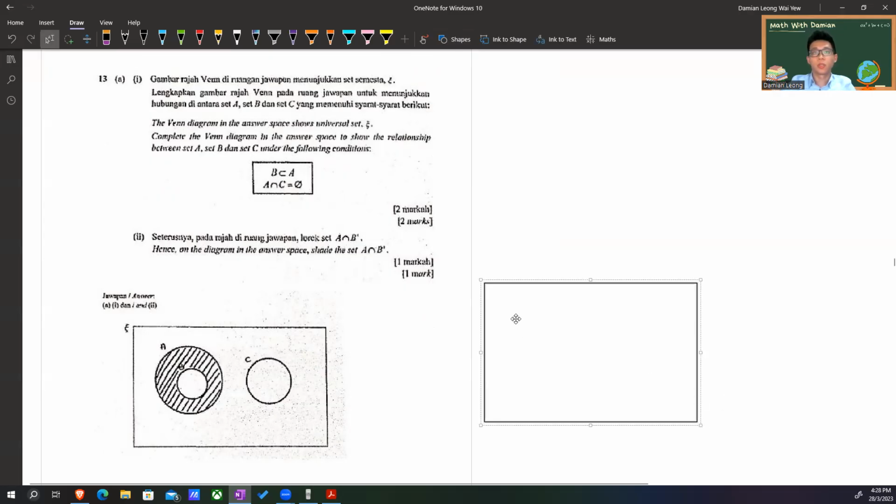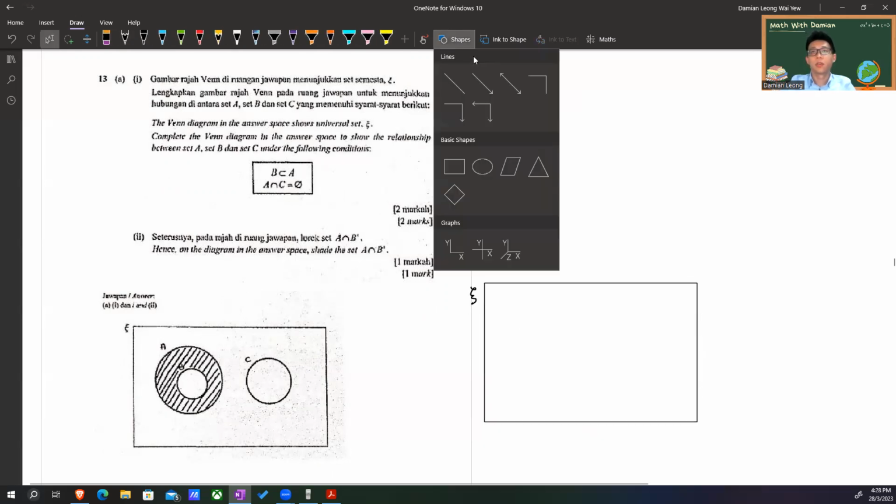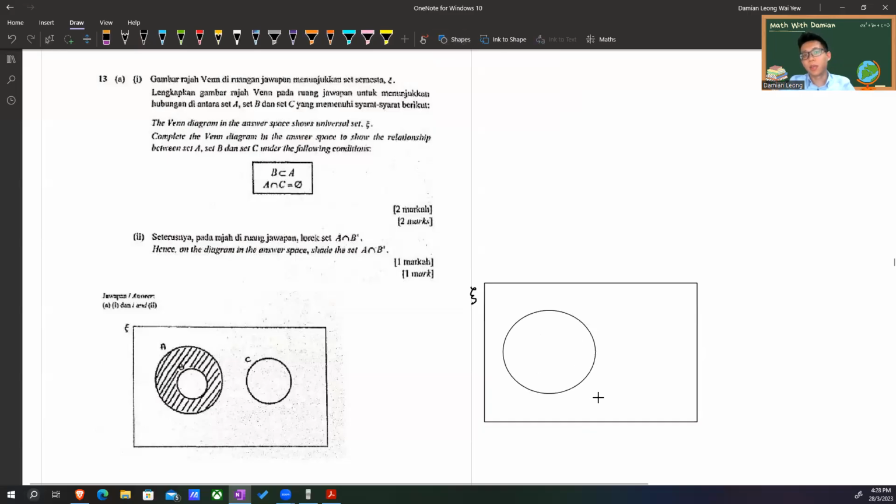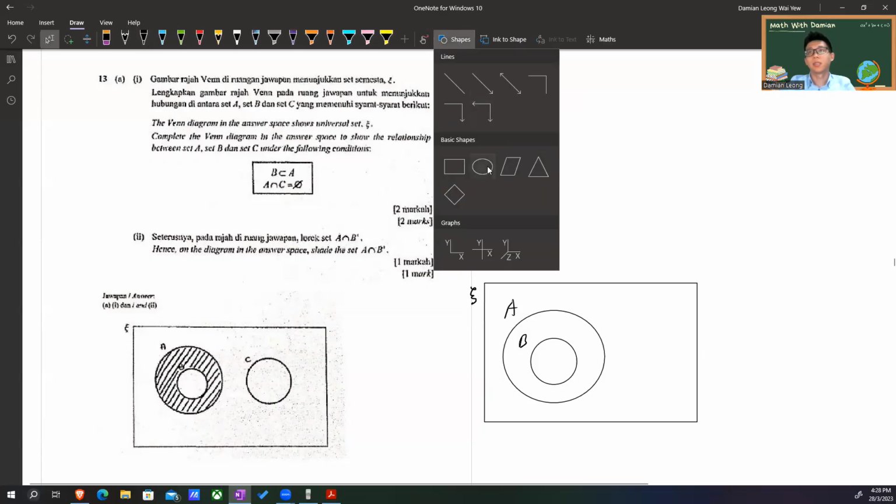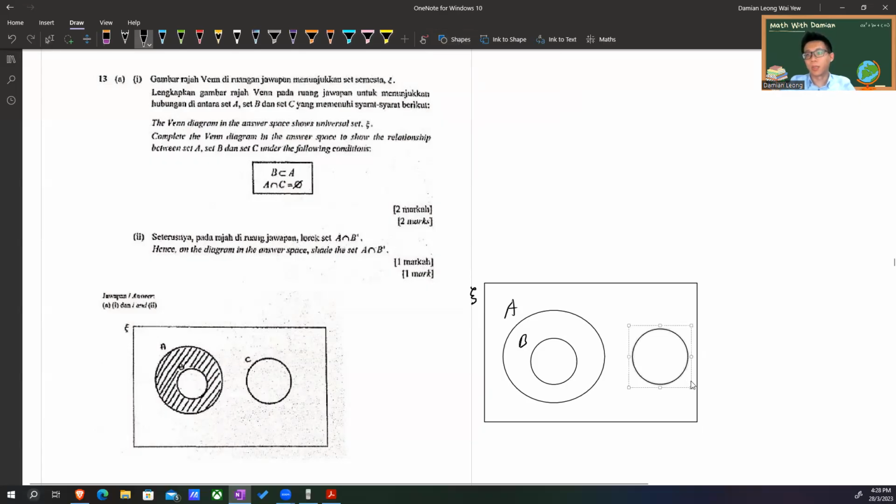You draw a universal set. Then you have B is a subset of A. That shows basically I have a set inside another set. Outside is the set A, inside is set B. This one A intersects C. This is null set, means they don't intersect. That's why the set C is completely separated.